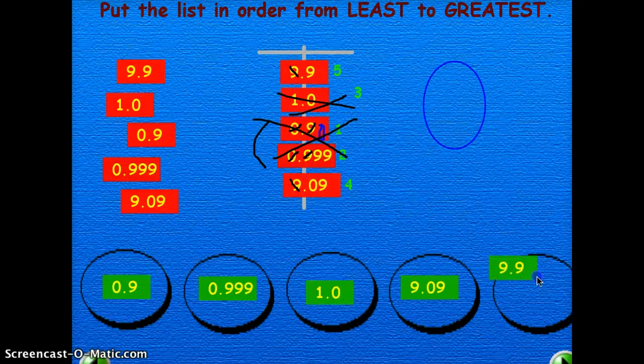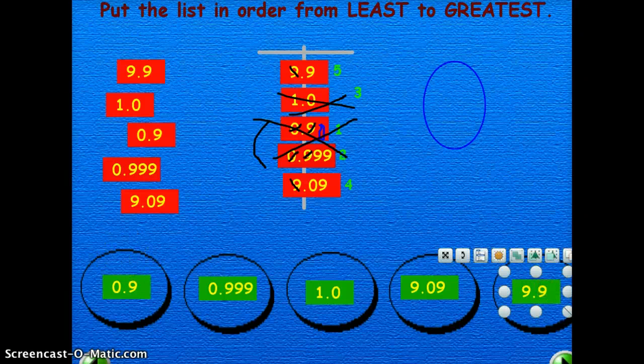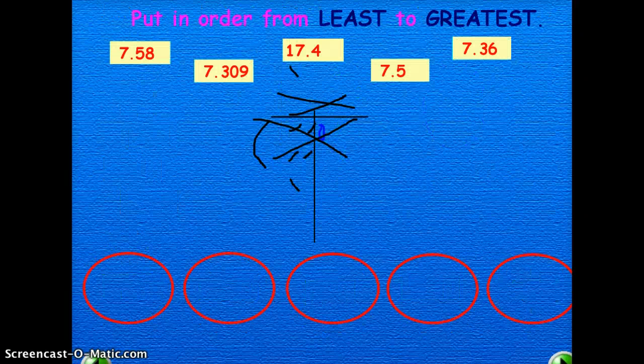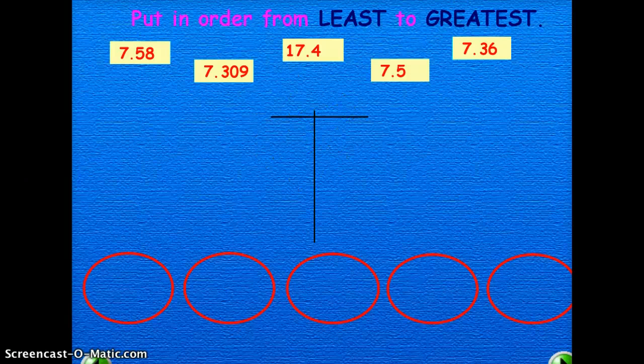This is not cooperating with me. I'm sorry for the delays there. We're going to try another one. This goes the same way. Pause the video and write these 5 decimals in order from least to greatest.